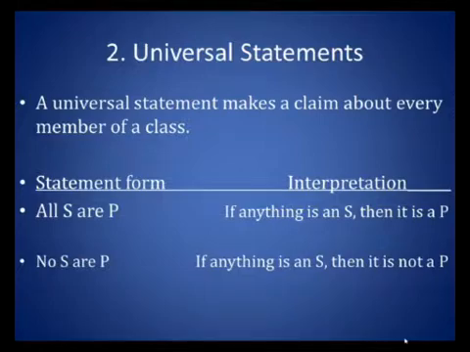In contrast, if I have no S are P, then we would translate that as if anything is an S, then it is not a P. So what we're trying to get at here is the right side, under interpretation, is explaining to us exactly what we mean when we say the words under the statement form side on the left here. So when I say all S are P, what I'm actually saying is if anything is an S, then it is also a P. And if I say no S are P, then I'm saying if anything is an S, then it is not a P.